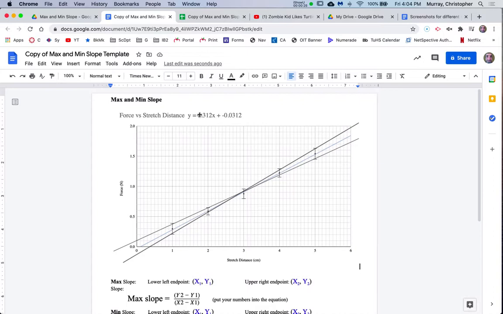And by the way, we expect the max slope to be bigger than 0.312 and the minimum slope to be less than that, because the slope of the trend line there is 0.312. Now, what we're going to do is find, for these lines, the lower left point and the upper right point for that line. And don't mix up the endpoints. Like the endpoint of this line is here, the endpoint of the same line is there, right? The lower left is here, the upper right is there, okay?